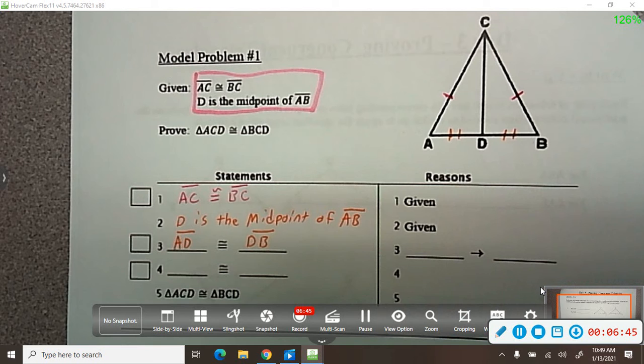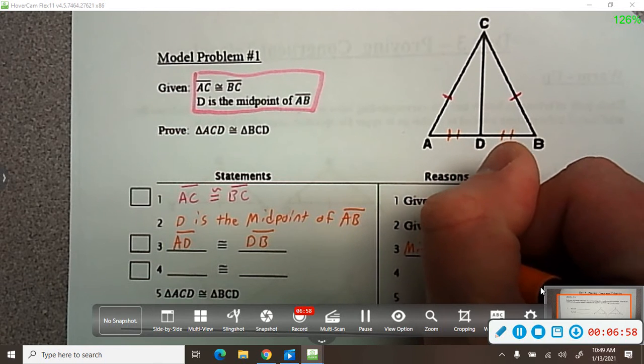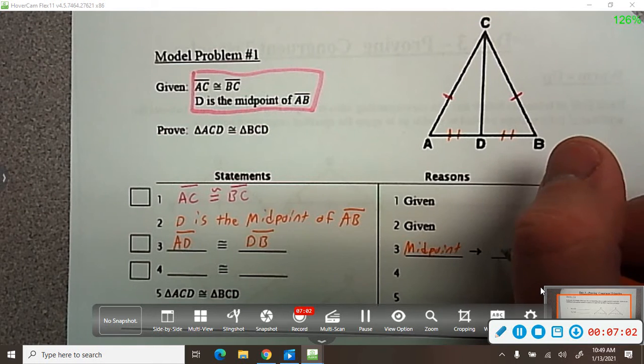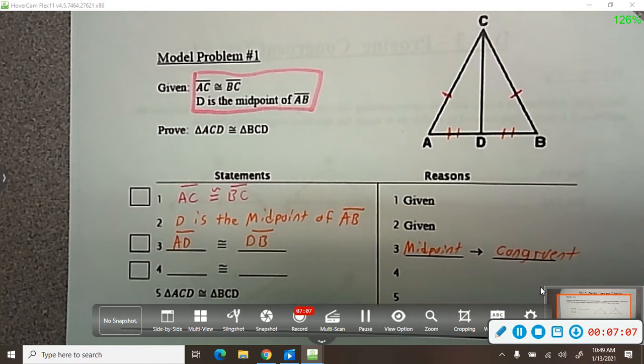And there's many ways to write it. I would probably write definition of a midpoint is how I would write it. But you could say that a midpoint shows congruency. I would probably put definition of a midpoint.